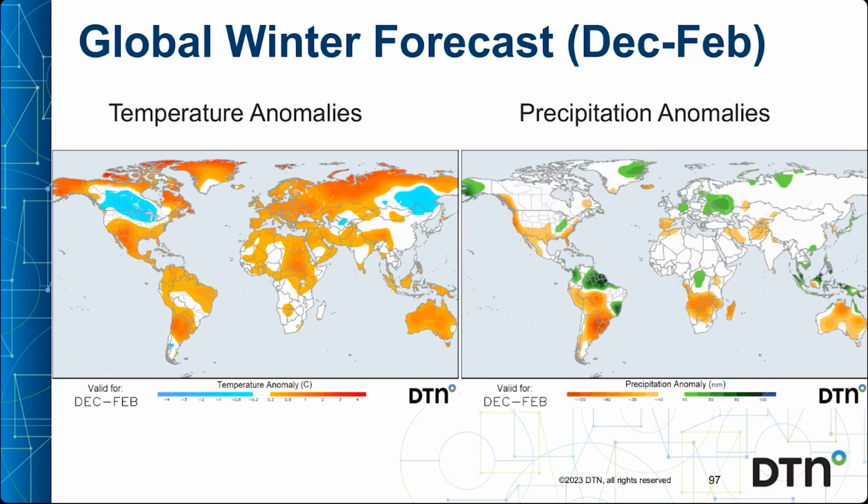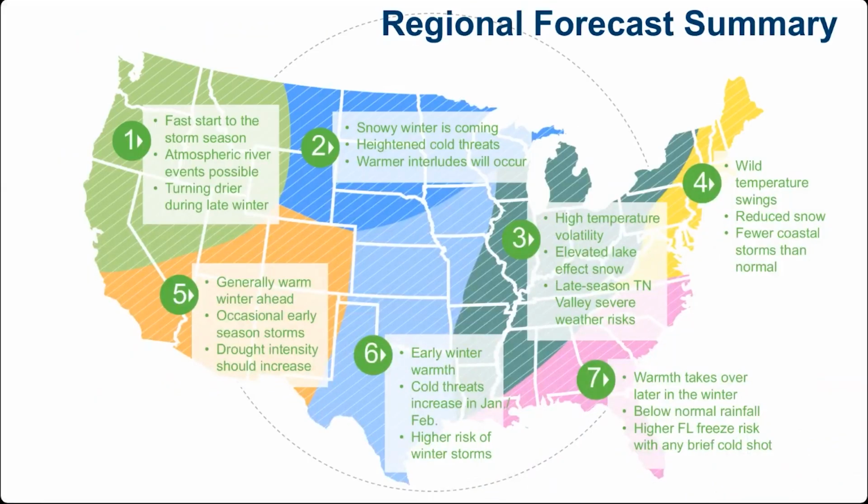It's worth a quick closer look at the USA. So here's a summary and another infographic. Stormy and wet early in the season in the northwest with some heavy mountain snow. The north central US will have heightened cold threats and above average snowfall, while the southwest is warm overall. Initially, the south and central US are warm as well, but January and February could have increasing cold risks.